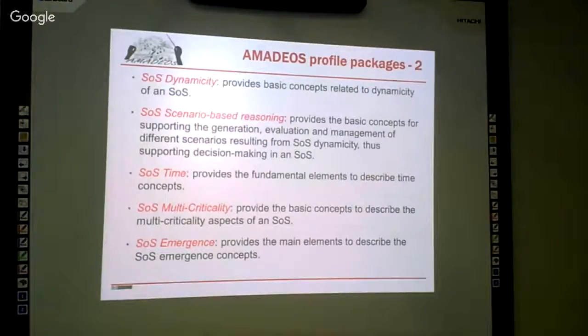Time, multi-criticality, because obviously in a system of systems, not all the services are equally critical. So there are more critical and less critical, and they have to live together. So you have to deal with this. And then emergence, and here we are describing the main elements related to emergence.